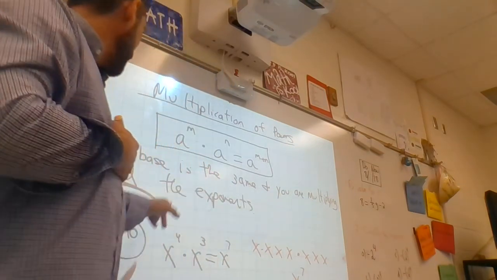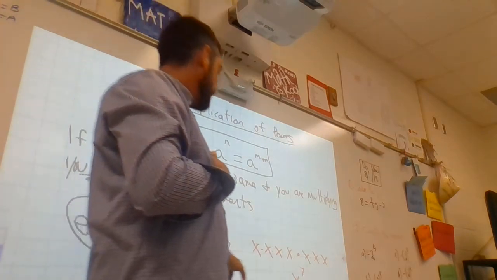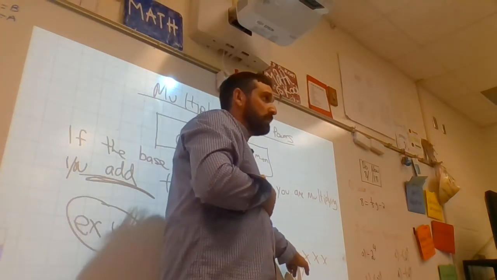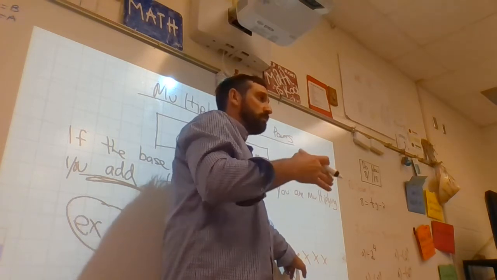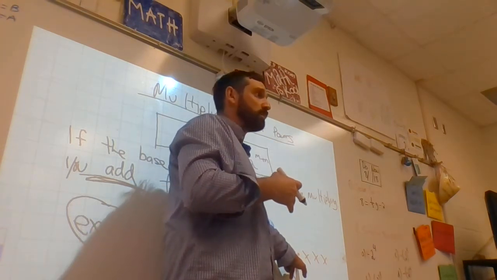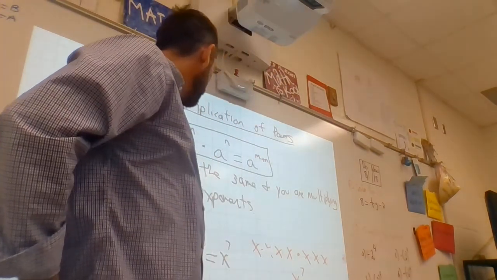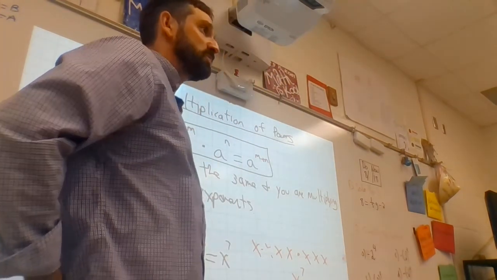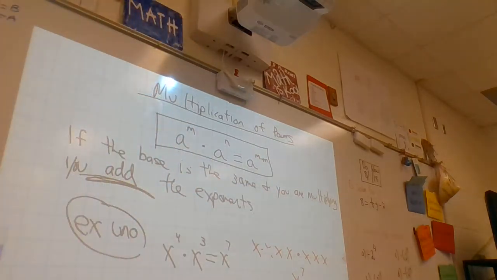Now, if this said x to the 4th plus x to the 3rd, it wouldn't work, because you'd have a plus sign right there. You know what I mean? It wouldn't work, and I'll show you why that is in just a second if we had numbers. But if the base is the same and you're multiplying, you can just add the exponents together. Write that down. You're gonna need that.